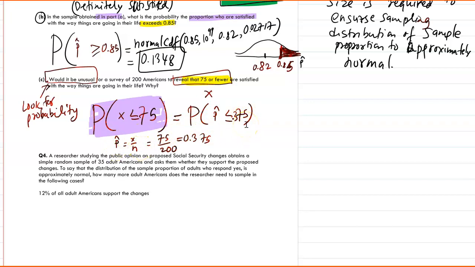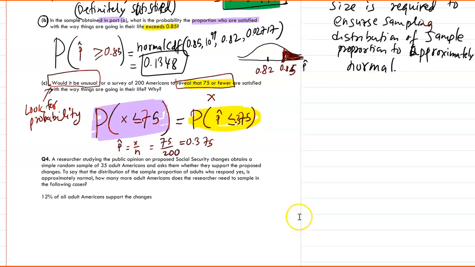Therefore basically I'm looking for the probability of p hat less than or equal to 0.375, because 0.375 is the proportion of these 200 Americans in the sample. Okay, 75 or fewer, that means pretty much out of 200 is 37.5%.